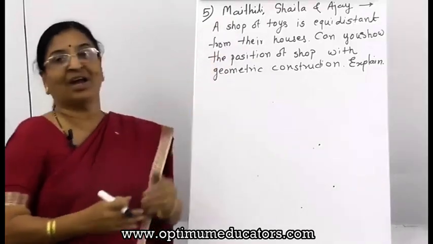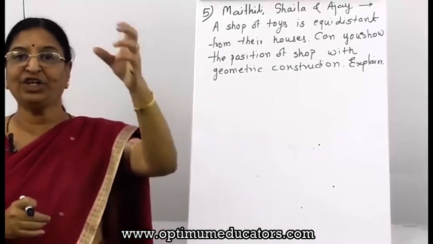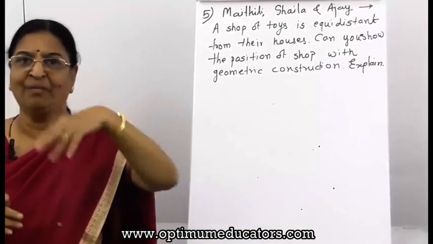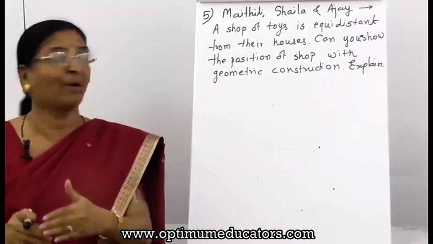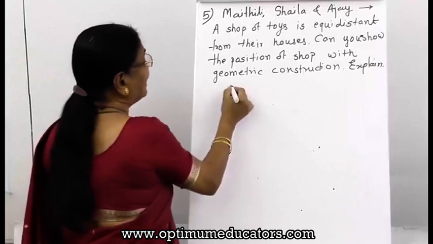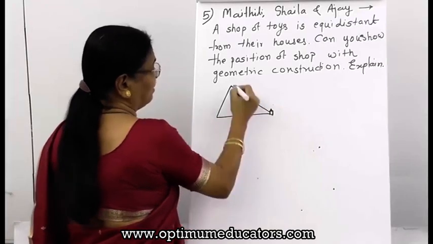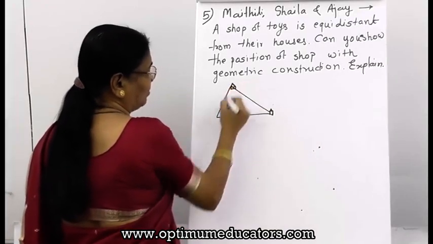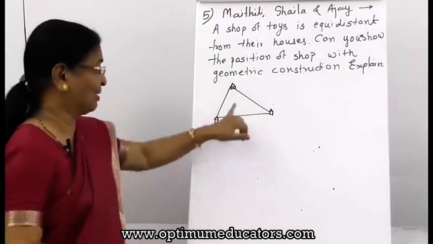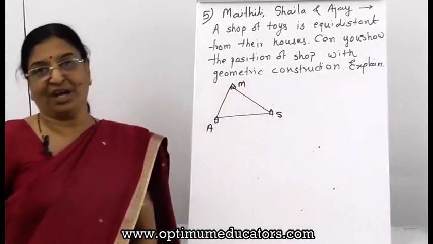See, Maithili, Shaila and Ajay are three friends, and their houses are in a town, and there is one toy store which is equidistant from all of their houses. Anywhere you go, from Maithili's house or from Ajay's house, it is at the same distance. If I imagine the three houses, suppose this is one, then this is the other house, and this is the third house. I can draw a rough picture of that also. This is Maithili's house, this is Shaila's house, and this is Ajay's house.